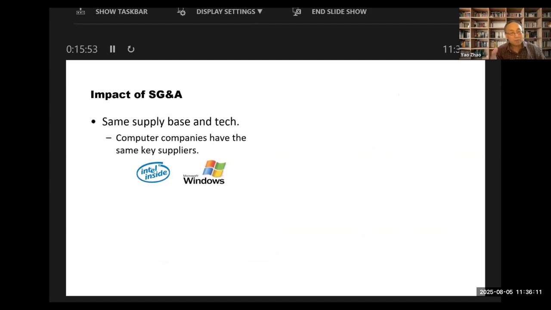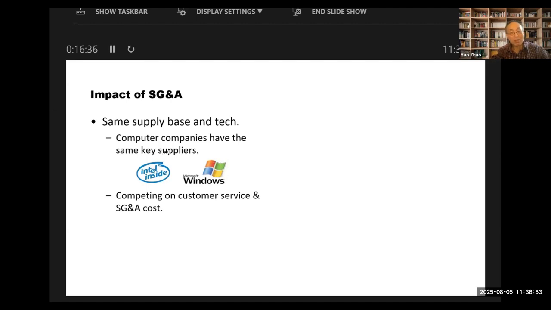Let's move on to another module, which is inventory analytics. But before that, what I want to tell you is that cost of goods sold is the most important. We know that already. But companies in the same industry sometimes have the same supplier base and production technology, which means the cost of goods sold may be hard to change. So companies may want to work on their own sales, general, and administrative cost to get cost advantage.